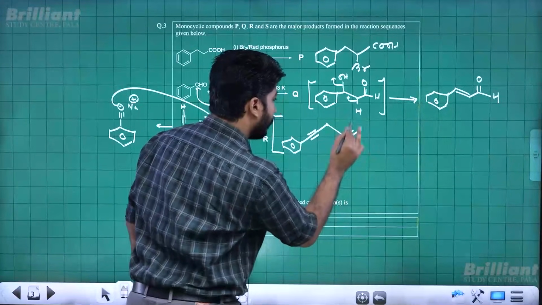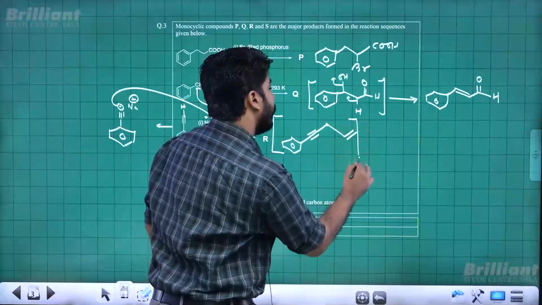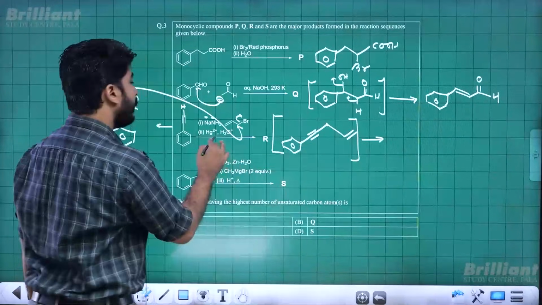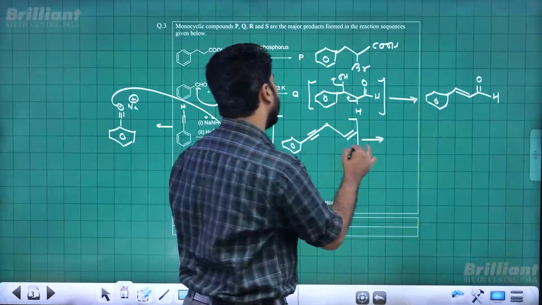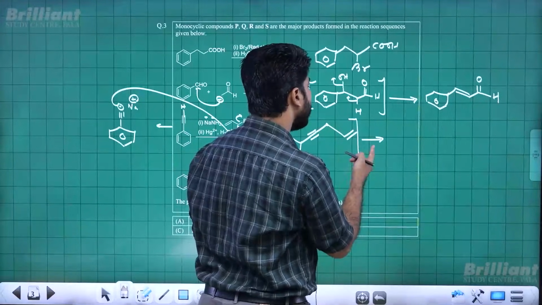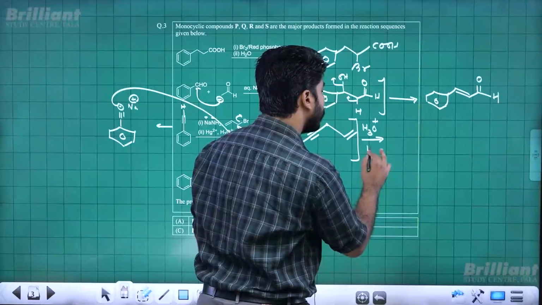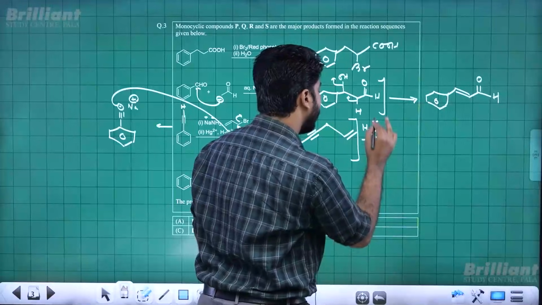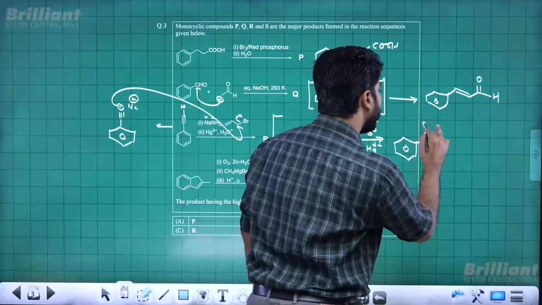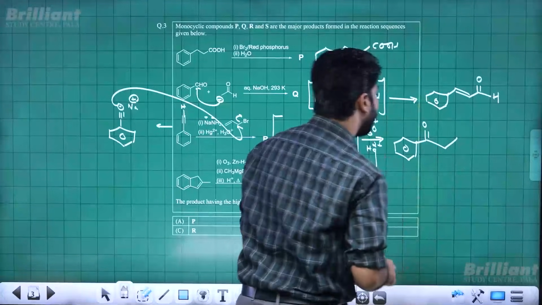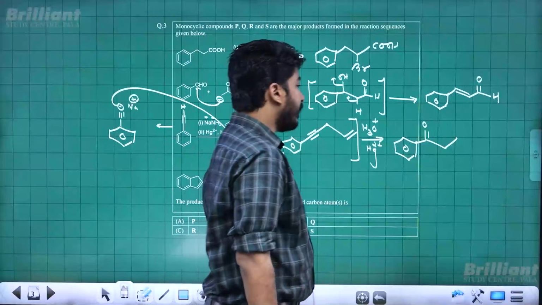1, 2, 3, yes, that is the allyl part, and which is then treated with H2O in presence of acid and Hg2+, which is hydration of the alkyne center. So hydration of the alkyne center will give us a ketonic product at the end with an intermediacy of the enol form. You know the mechanism of hydration of alkynes.